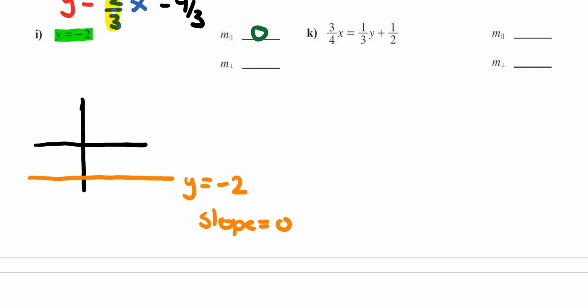Now if you want a line that's perpendicular to that orange line, then draw a straight vertical line, and there's your perpendicular line. And what's the slope of that blue line? Well, this is a vertical line, so the slope is undefined, right? There is no slope. So if you want to be perpendicular, that will have an undefined slope.